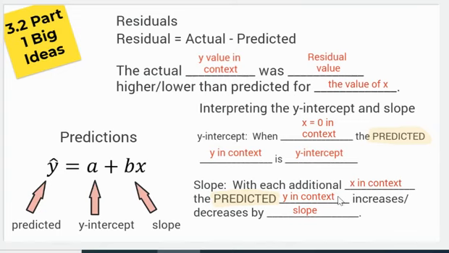If I were to add one more thing to this big idea, it would be for interpreting the y-intercept, and that is sometimes the y-intercept does not make sense. So if the y-intercept does not make sense and it doesn't have any meaning, you need to make note of that. And we'll see some examples of that as we move further into the course.